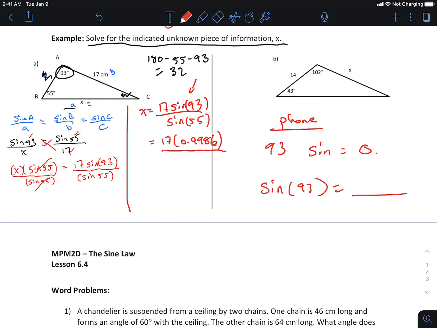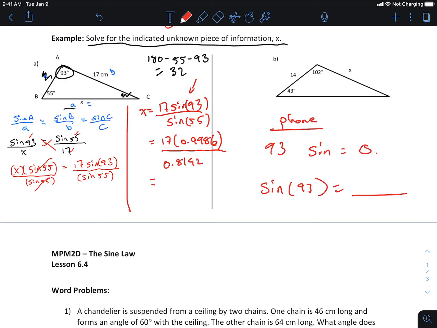Okay. So, next thing, you can do the same thing in your calculator, type in sine 55 or 55 sine and get a decimal number, or you can go to your table, find 55, and read over. Underneath the sine, you should get 0.8192. Okay?